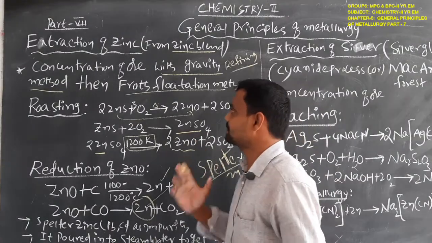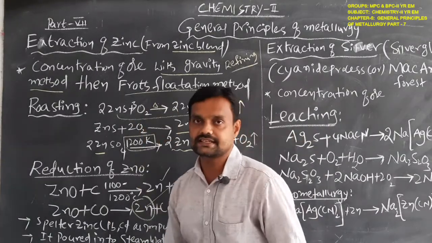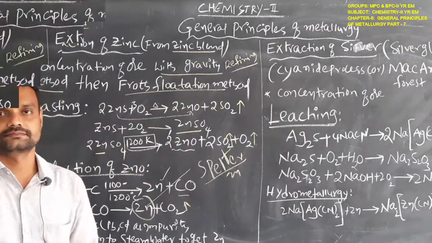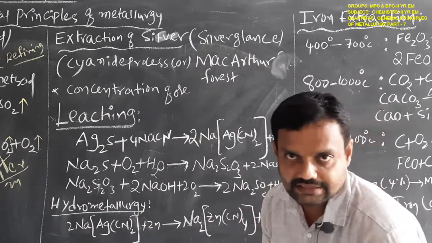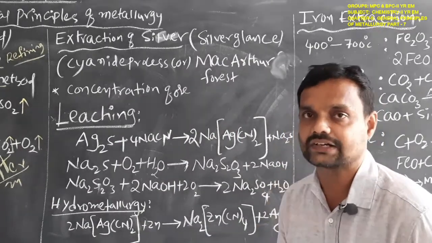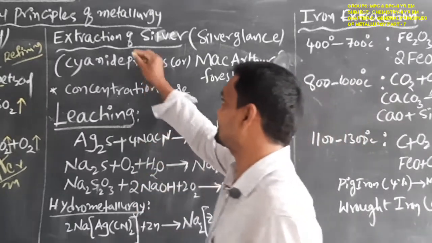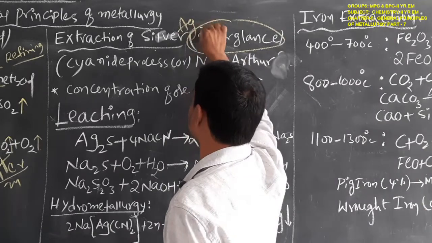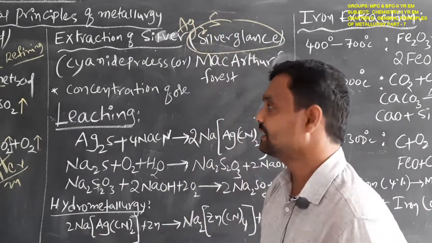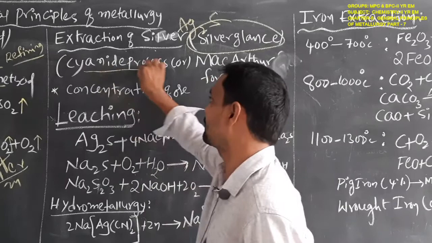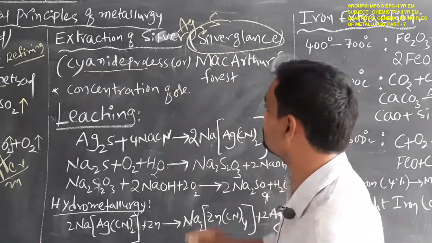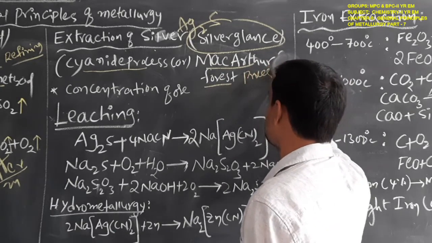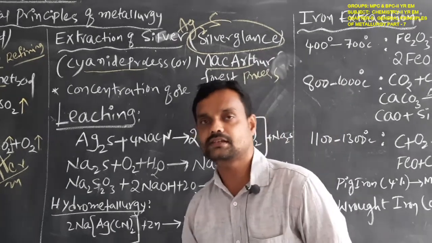So these are the steps involved in the extraction of zinc from zinc blende. These are the reactions. Next is the extraction of the silver metal from the silver glance ore, that is Ag2S. This process is called the cyanide process, and it is also called the McArthur-Forrest process. What is the McArthur-Forrest process?